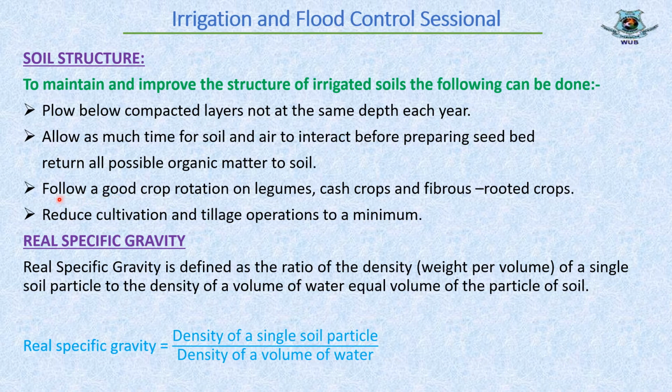Number 3 is to follow a good crop rotation of legumes, cash crops and fibrous rooted crops. As we know, each crop needs certain minerals from soils. So, if we cultivate the same crops every year, there will be a shortage of certain minerals in the soil. And the last one is, if possible, reduce cultivation and tillage operations to a minimum so that the soil gets sufficient time to regain its original state.